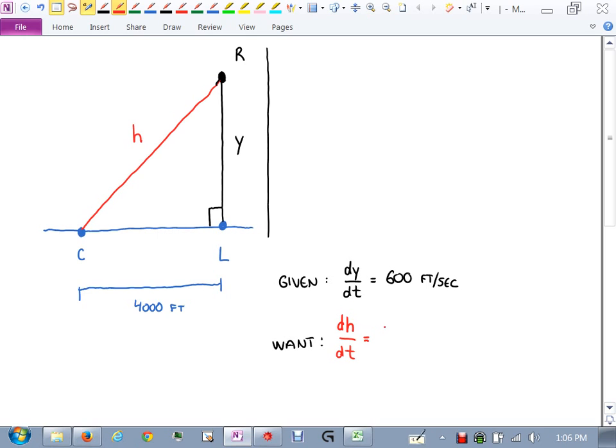When exactly do I want that? When do I want that? Okay, when what's 3,000 feet? It says, let's assume the rocket rises vertically at a speed of 600 feet per second when it has risen 3,000 feet. When y is 3,000, right? When the rocket is exactly 3,000. So when y is equal to 3,000 feet. Now let me try and draw my picture at the instant in time.